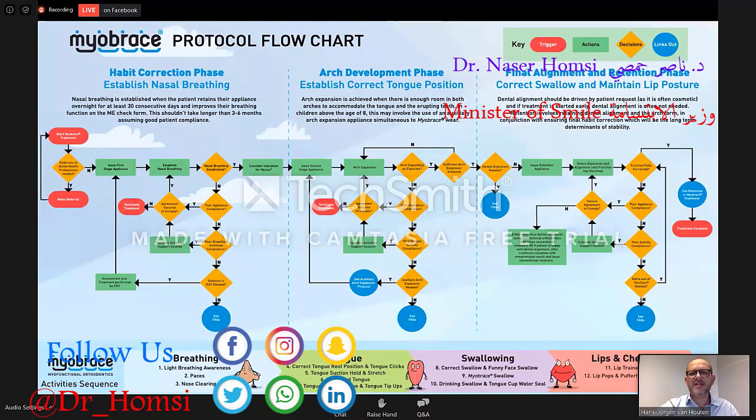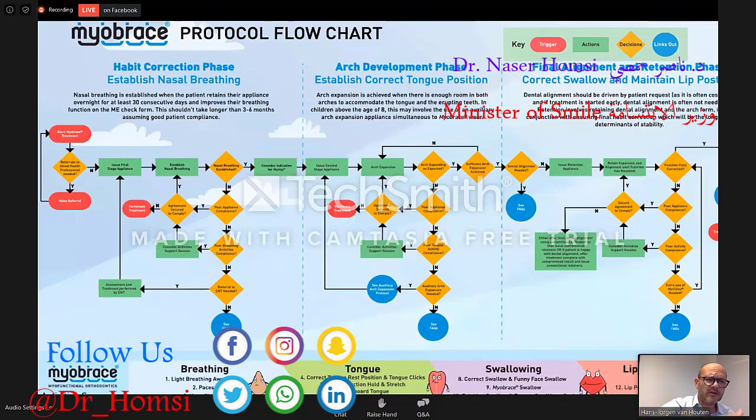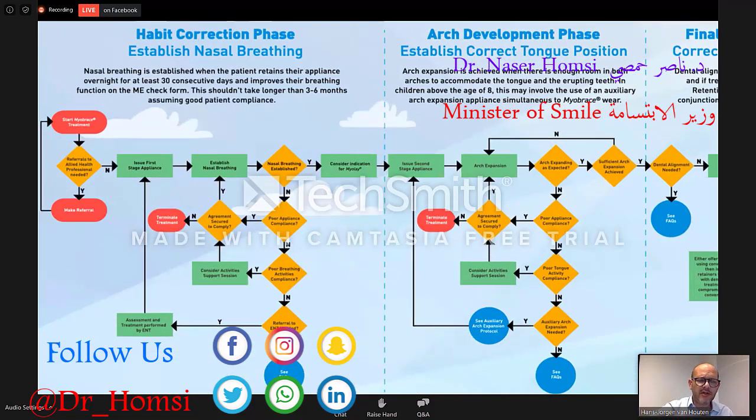The flow chart is very important in how to explain and how to know when you need to go to the next step. So how do you start in phase 1? How do I know? So you start in phase 1. In phase 1, I told you the last time, you need to do the habit correction. So to establish the nasal breathing, that is the goal.